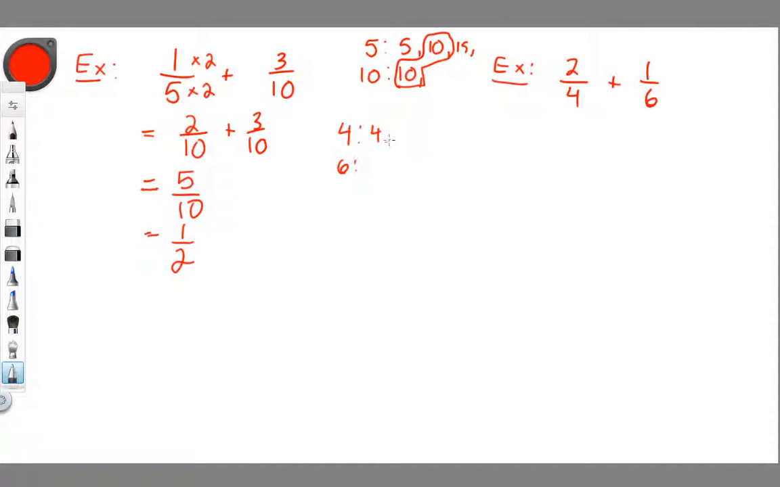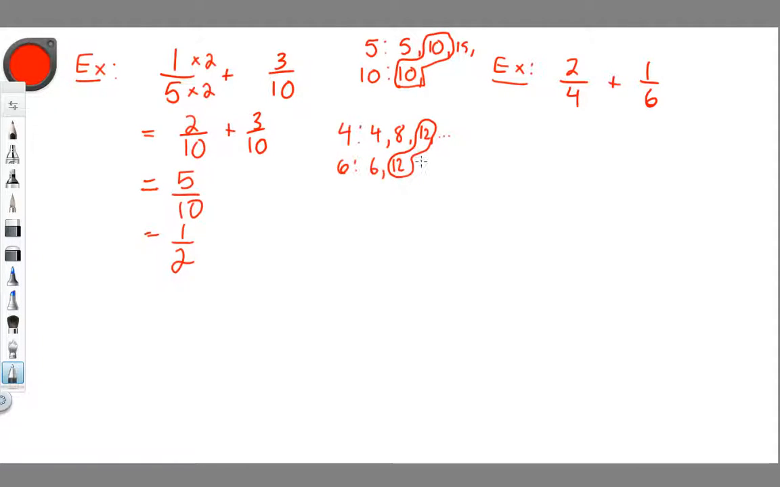So we'll start. 4 times 1 is 4. 4 times 2 is 8. So really I'll just keep adding on 4 plus another 4 is 12. And then I'll keep that list going. Now I'll do a few here. So 6, 6 plus another 6 is 12. And then we've got our common denominator right there. It's the first number that appears in both of my little lists.